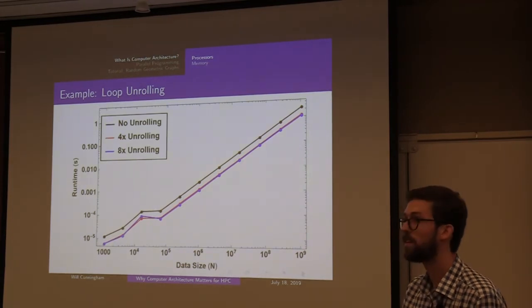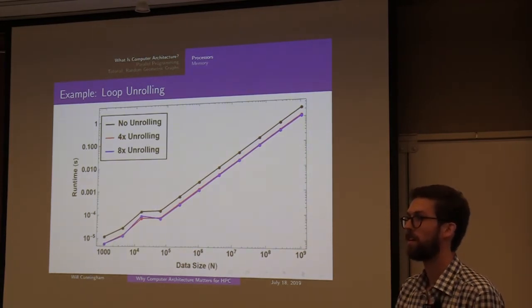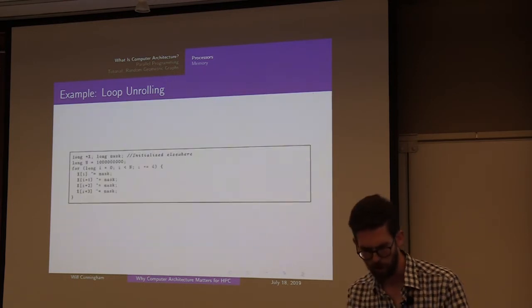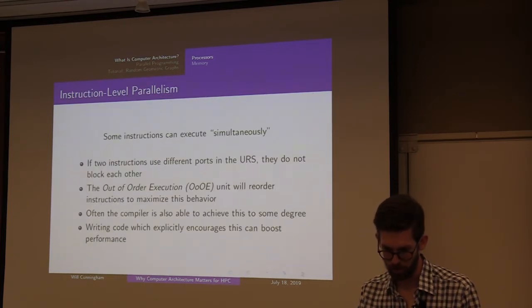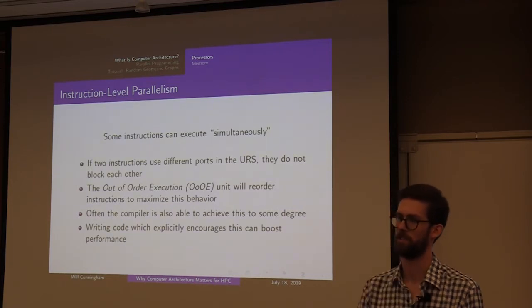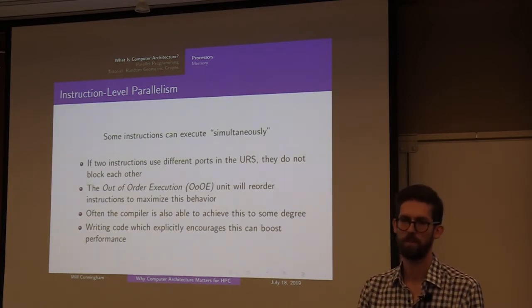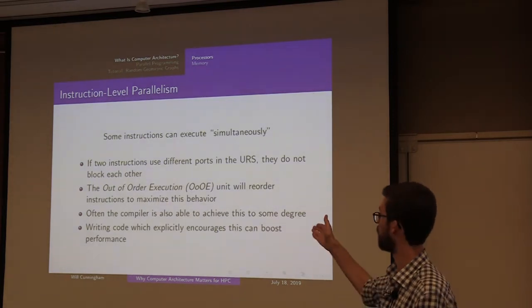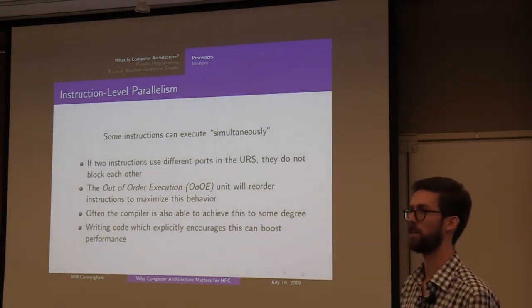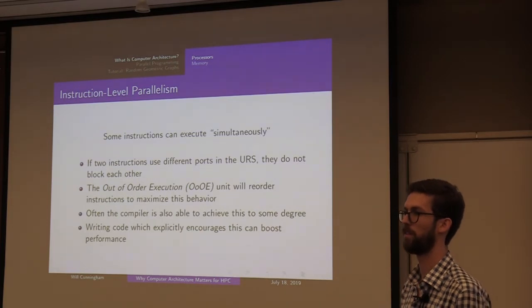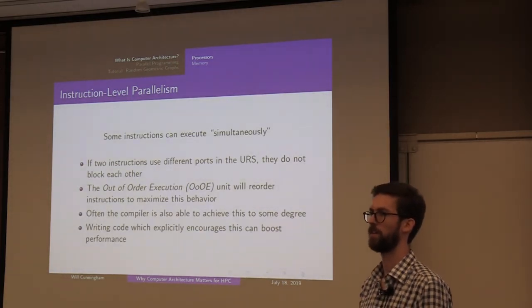Why is that? Why is it speeding up? Because when it's unrolling the loop, it's able to take advantage of this instruction level parallelism, and those 4 instructions are able to execute independently. So the different ports that you showed. That's right. That's right.